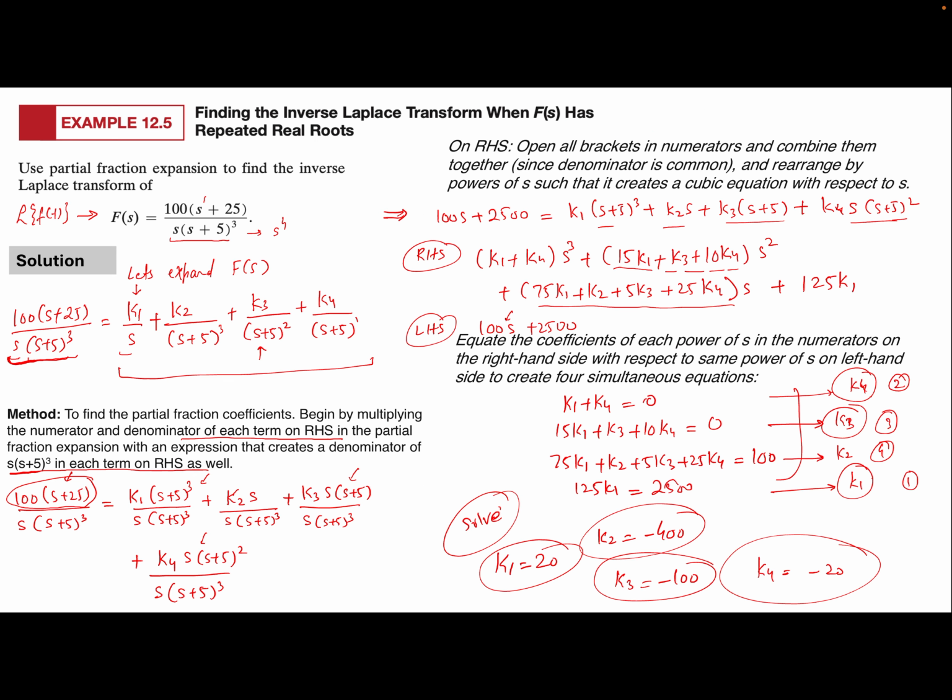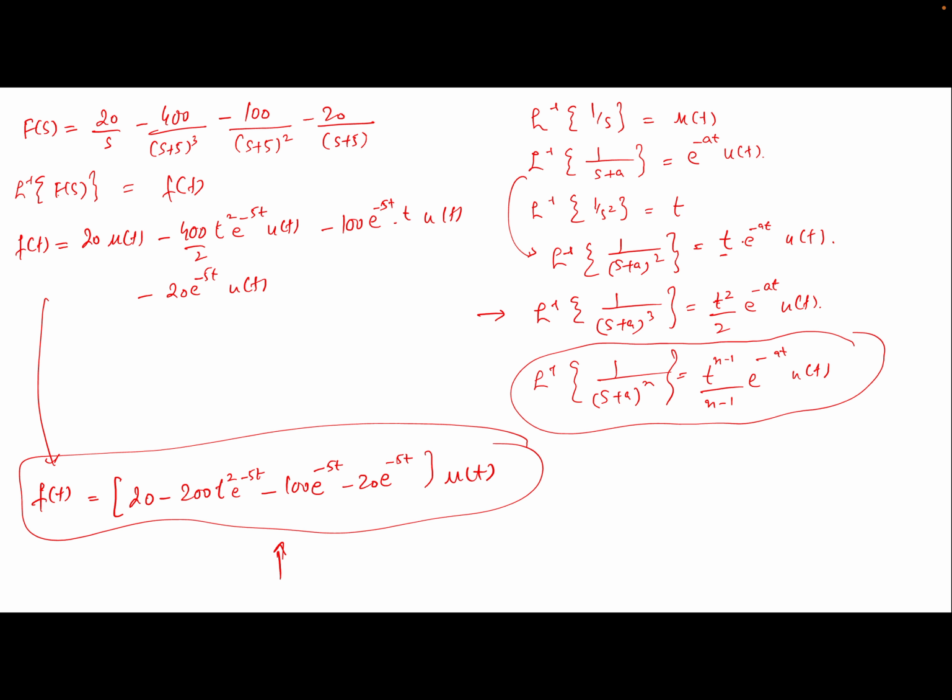So in this example problem, we learned what to do when we have repeated real roots. You expand it like this, and then you make the left hand side denominator equal to the right hand side denominator. Then expand the polynomials to get multiple simultaneous equations, solve them to find all the constants, and then take inverse Laplace transforms to find the time domain function. So easy peasy. That was a simple example.